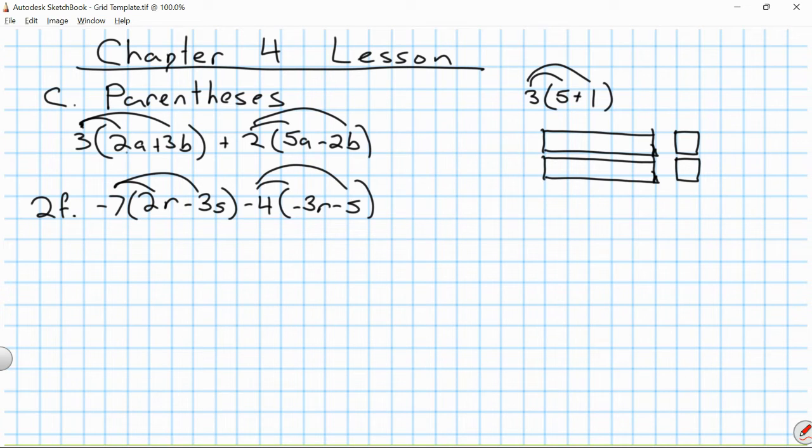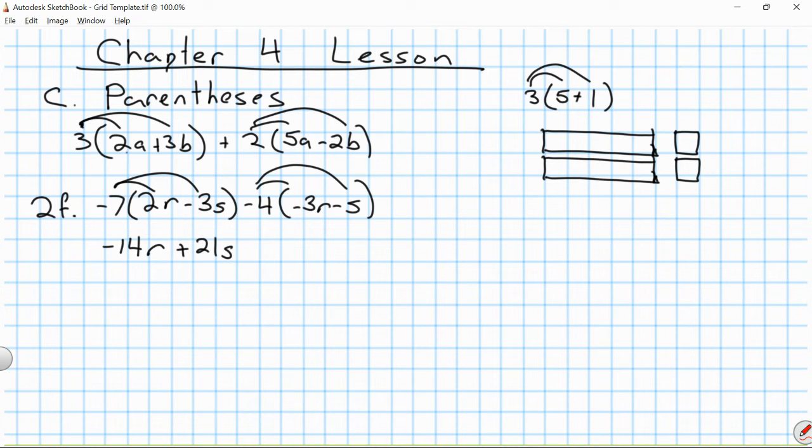Okay. So -7 times 2R is -14R. Very good. -7 times -3S is 21S, positive. Make sure that if your answer when you're doing these intermediate steps is positive, you put a plus sign on your term. -7 times -3S is plus 21S.